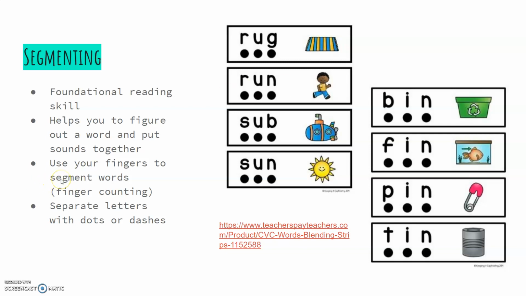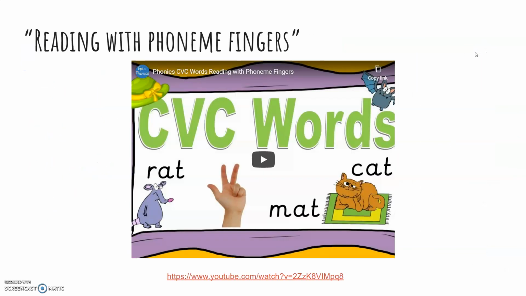A useful technique I want you to use during this module is finger counting, or using your fingers to segment words. When you say r-a-g, put up one finger for r, two for a, and three for g. R-a-g. This video helps you to really learn those finger counting skills. As before, check for the link below in digital resources and listen with your parents or guardian at home.